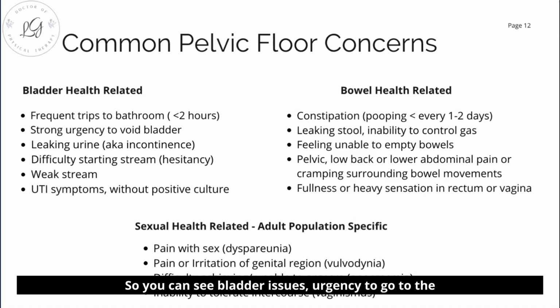So you can see bladder issues: urgency to go to the bathroom, leaking, difficulty with stream. You can see bowel issues. You can either see leaking or constipation. You can think of that as outlet constipation. If those pelvic floor muscles are too tight, they will be unable to open to allow the stool to come out. You can have some of that pain that surrounds bowel movements, or in adults can surround sexual activity as well. And then you can see sexual health concerns as well. So that can be pain, difficulty with intercourse, inability to tolerate intercourse, pain or irritation of the vulvar region or of the penile region.